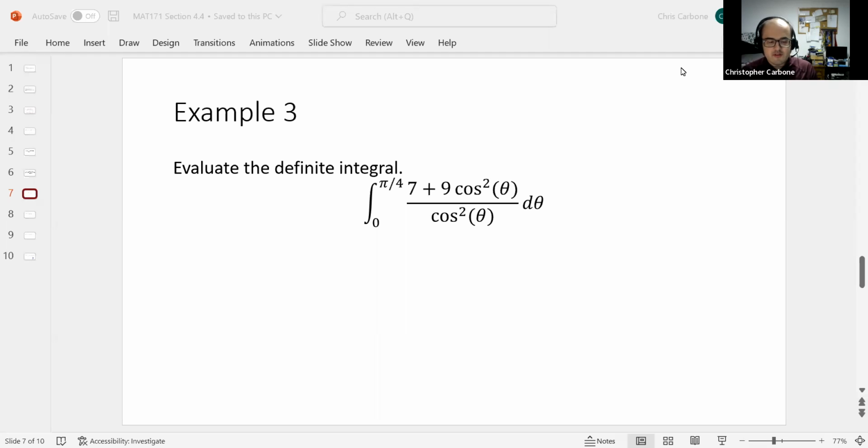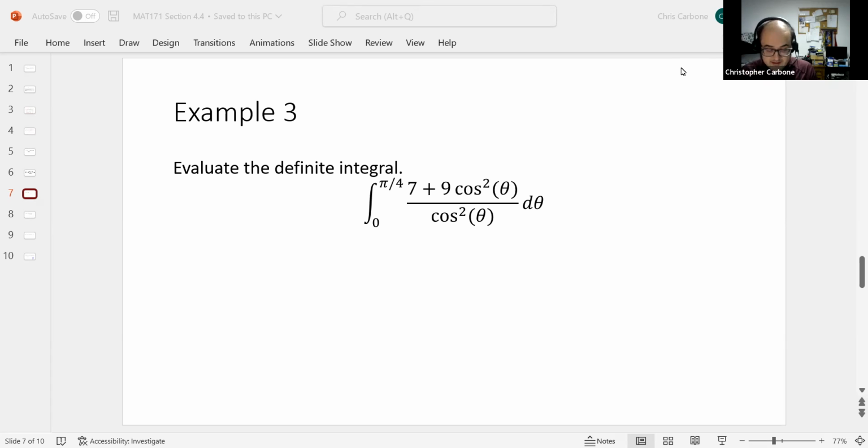Welcome to part 2 of the indefinite integrals and the net change theorem lesson. I have another example here, example 3, evaluating the definite integral from 0 to pi over 4 of 7 plus 9 times the cosine squared of theta divided by the cosine squared of theta d theta.